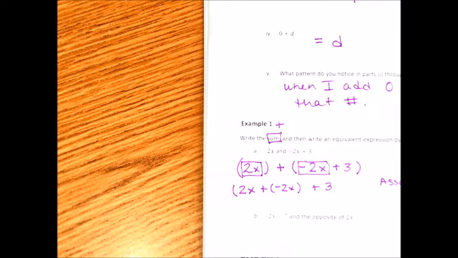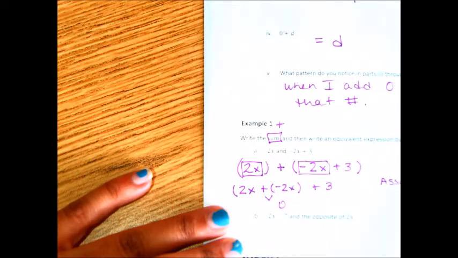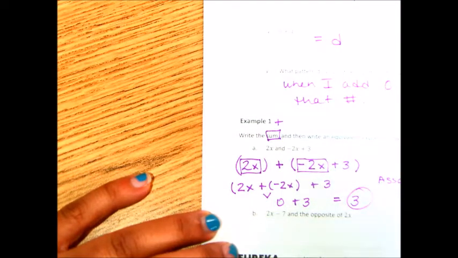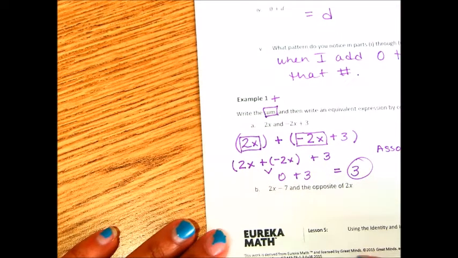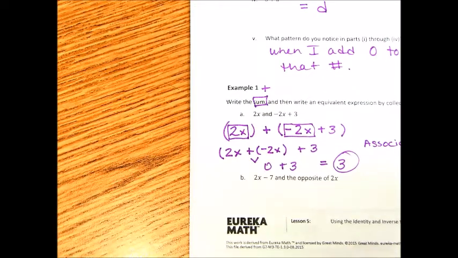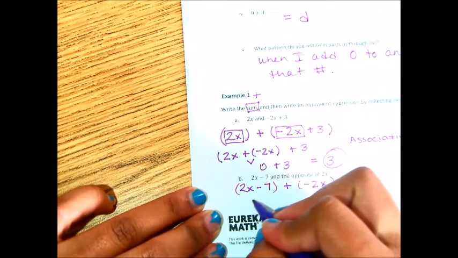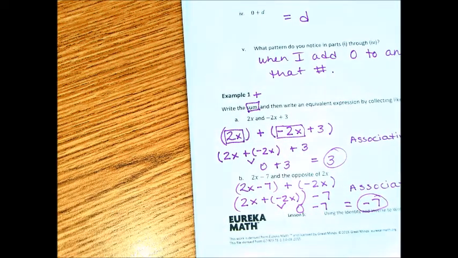When I combine my terms, I notice that 2x plus a negative 2x is going to leave me with 0. This 3 has nothing to be added to, so it's out by itself. Now I'm left with 0 plus 3, the sum of 0 and 3. Final answer of 3. Go ahead and try part B on your own. Be sure to write out whether you're going to use the associative property or the commutative property to rewrite this expression. Final answer should be negative 7.